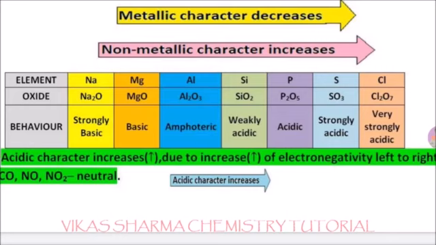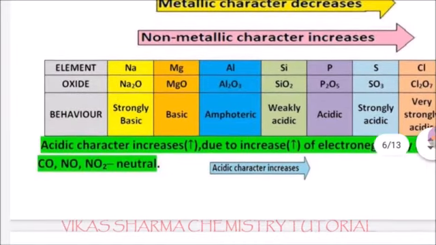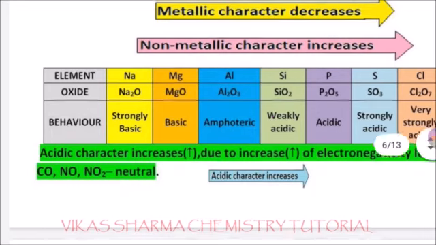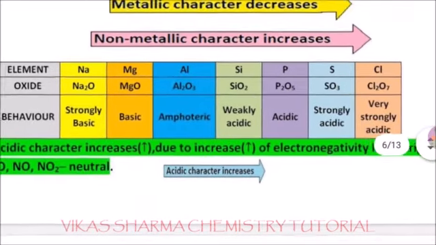So acidic character increases due to the increase of electronegativity from left to right, and carbon monoxide, nitrogen monoxide and nitrous oxide are neutral oxides. So in a simple way you can keep this in your mind.